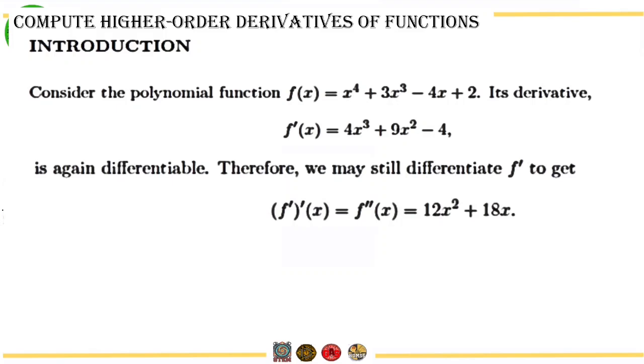But again, it is differentiable. Therefore, the function 4x cubed plus 9x squared minus 4 is still differentiable. So we may still differentiate the derivative to get the second derivative. So what is the second derivative? It's the derivative of the first. Okay, so f double prime of x is equal to the derivative of 4x cubed plus 9x squared minus 4, which is 12x squared plus 18x.